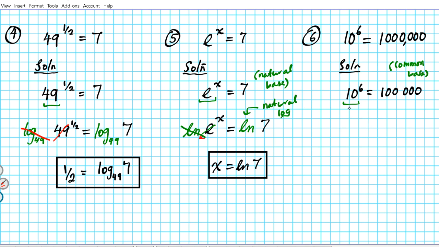So what does that mean? Well, in order for us to get rid of this exponent right here with the common base of 10, we're going to take the common log. So the common log is log base 10. So how do you write the common log? Well, this is how you write it. You take the log of 10 to the 6th power and the log of 1 million.